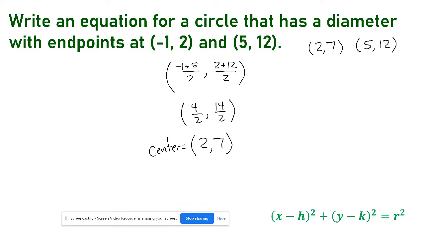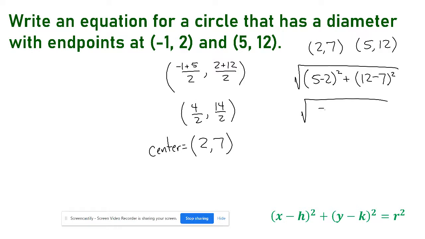And I'm going to take those 2 points and do the distance formula to figure out the distance between them. You could also put them on a graph and do Pythagorean theorem. That would work as well. But I'm going to use the distance formula. So I'm going to do the difference of my x's, so I'll do 5 minus 2 squared plus the difference of my y's, so 12 minus 7 squared.